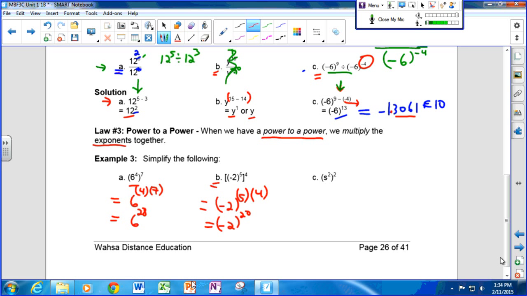Now this is only in the case where we have something that's a power, and then we have another power outside of that. Now, in the case of s, and this will happen quite a bit, s squared comes up quite a bit in squares, and so we have s squared, and then that whole thing is squared. So that's going to be s.